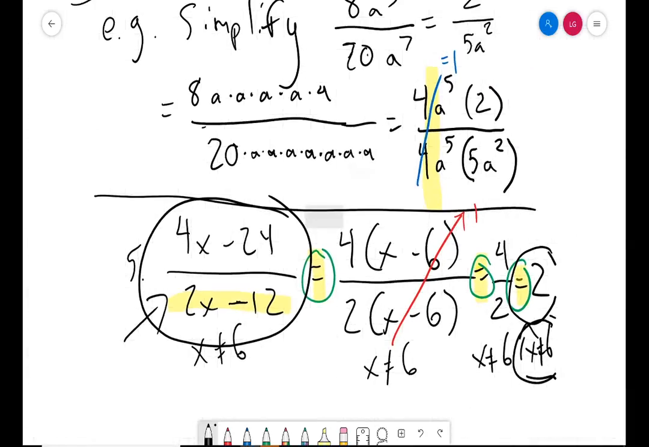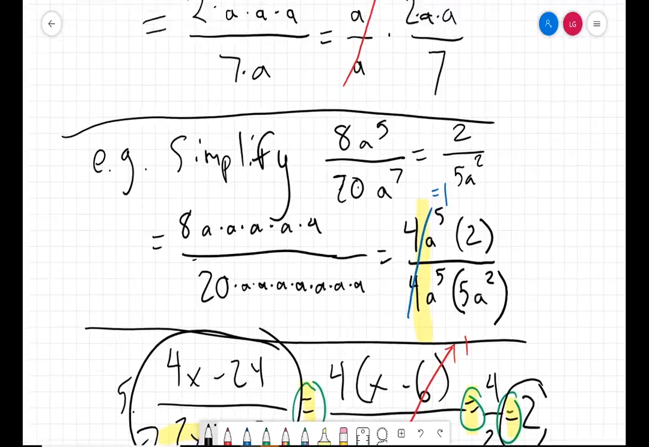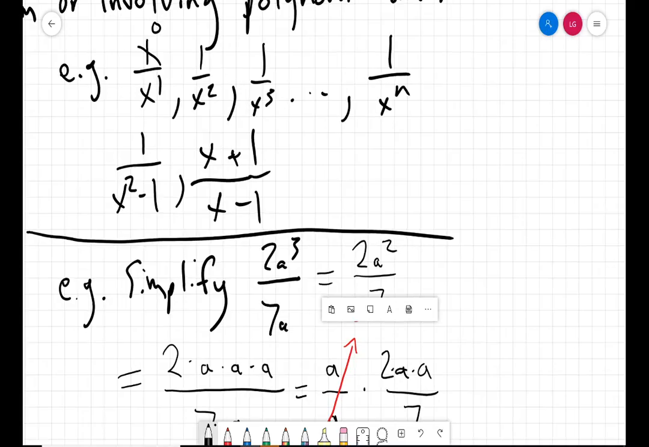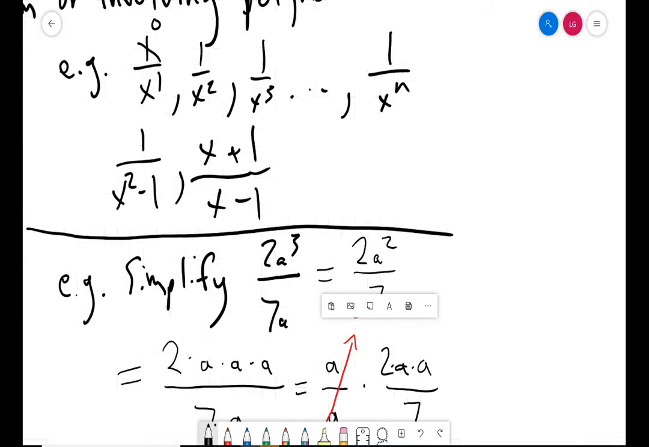We'll see more of that. Similarly, a cannot be 0, a cannot be 0. It actually does happen in this first question as well, where the a cannot be 0 statement needs to come along.